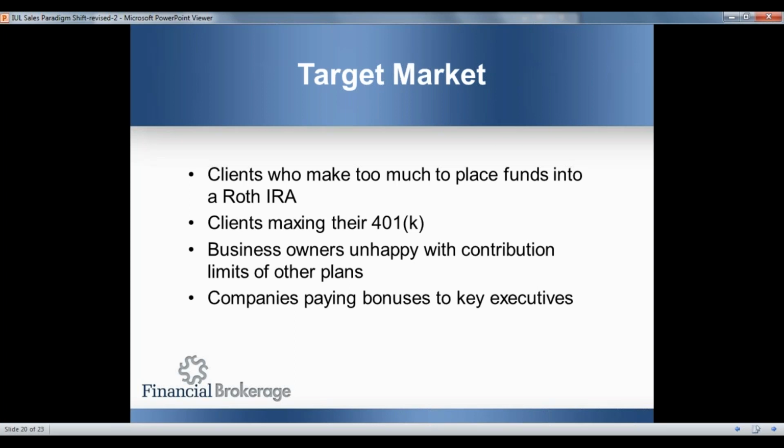Maybe you know some business owners who are not happy with the contribution limits of other plans. Business owners have a lot of flexibility depending upon the retirement plan they have, but maybe they'd like to set aside even more money than what they currently are. These folks would be great candidates. And closely related to that would be the companies that are paying bonuses to key executives. Maybe they'd like a bonus that's going to grow for those folks in a tax-free environment.